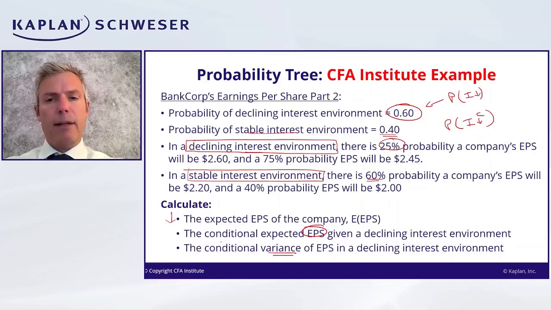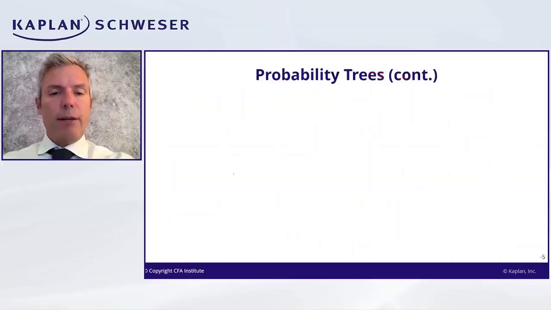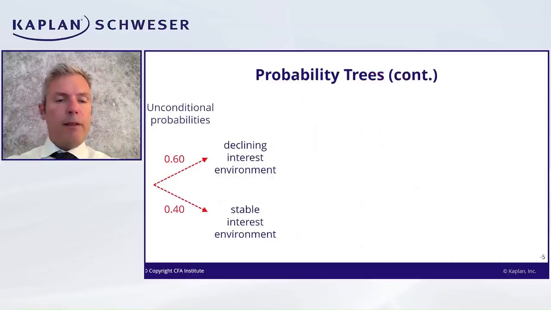We're going to do that. We can only really do that once we've seen a tree. So same message as before: take the thing that we're conditioning upon, which is the interest rate environment again, and set your tree up by putting a fork in the road for that event. So this is the thing we're conditioning upon, declining interest rates and stable interest rates. They say unconditional probabilities here, but it's better to think about it as the thing we're conditioning upon.